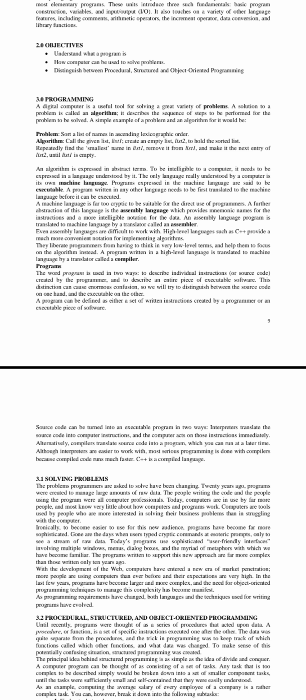Now, source code can be turned into an executable program in two ways. An interpreter translates the source code into computer instructions, definitely in machine language, and then the computer acts on those instructions immediately. Alternatively, so we see how the interpreter does its work there.